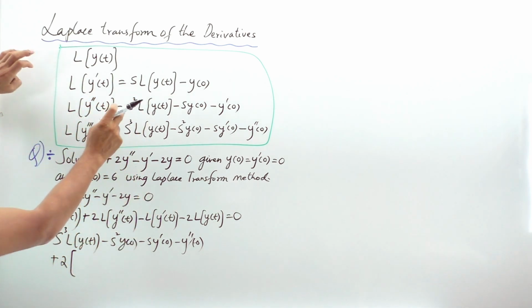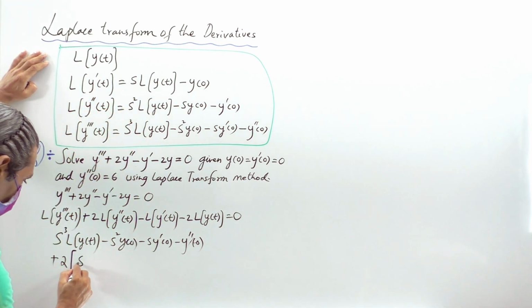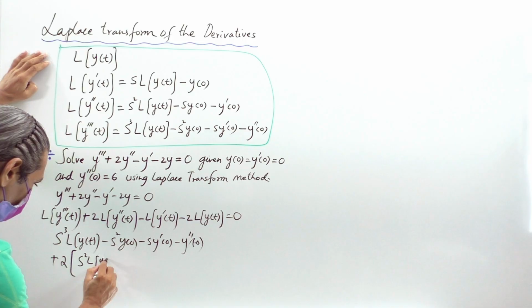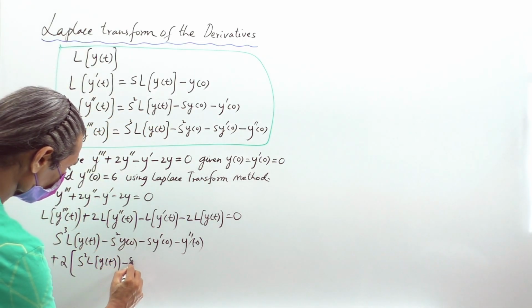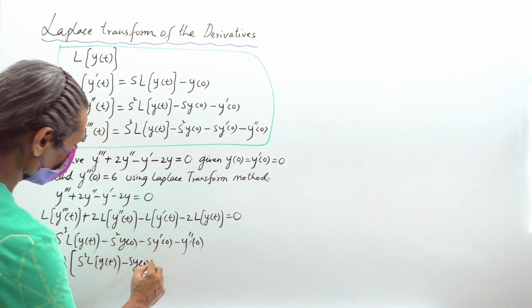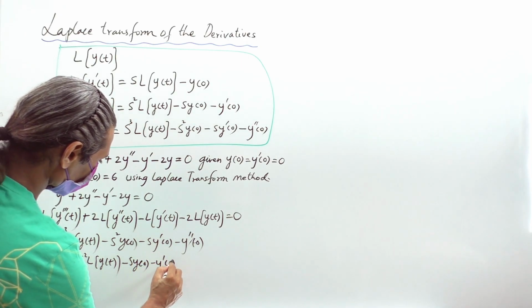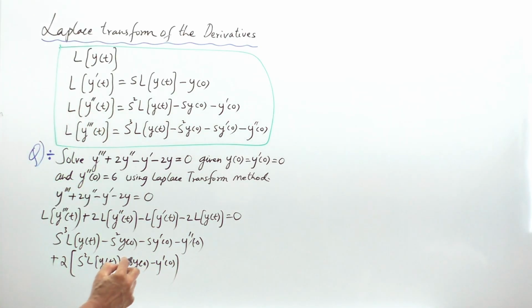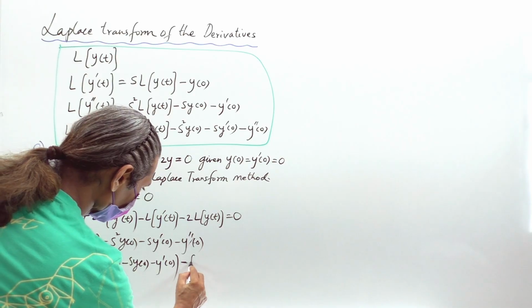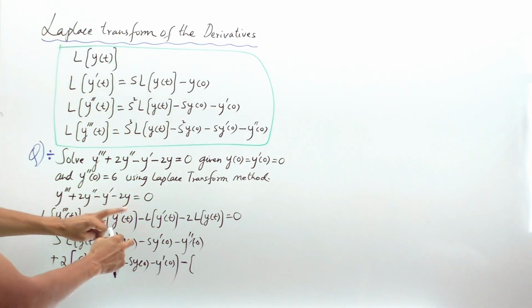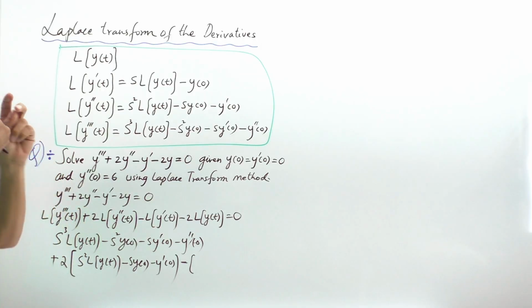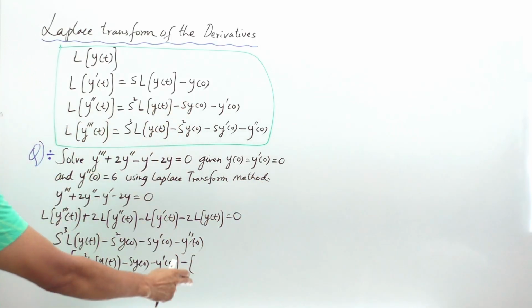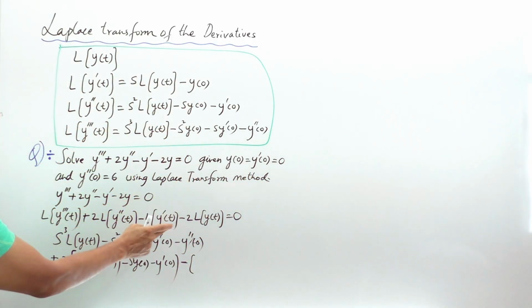What is L{y''(t)}? It is s² L{y(t)} − s·y(0) − y'(0). Then minus bracket L{y'(t)}. See, when there is a minus sign, always apply bracket. Very important, because minus destroys everything. So wherever there is a minus sign, apply bracket. It's minus L{y'(t)}.